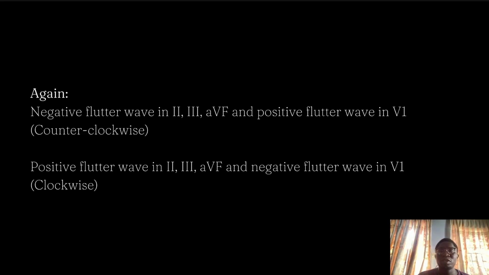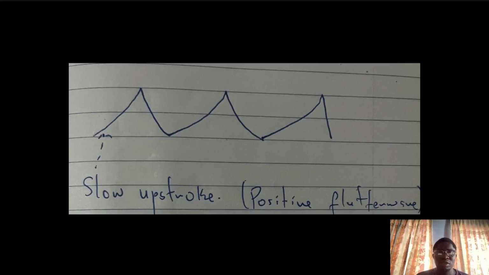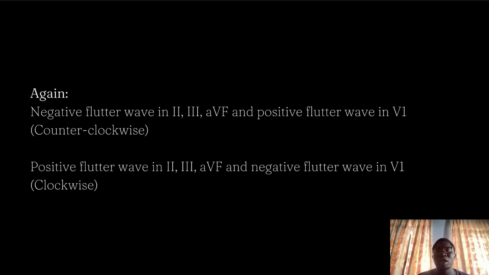So what does a positive flutter wave mean versus a negative flutter wave, right? This is what we call a positive flutter wave, where the speed of the initial upstroke is slow, and then a rapid downstroke. So it takes a longer time to reach its peak than it takes to get to the bottom. That's a positive flutter wave. And if you notice positive flutter wave on leads 2, 3 AVF, then this is a clockwise circuit, right?